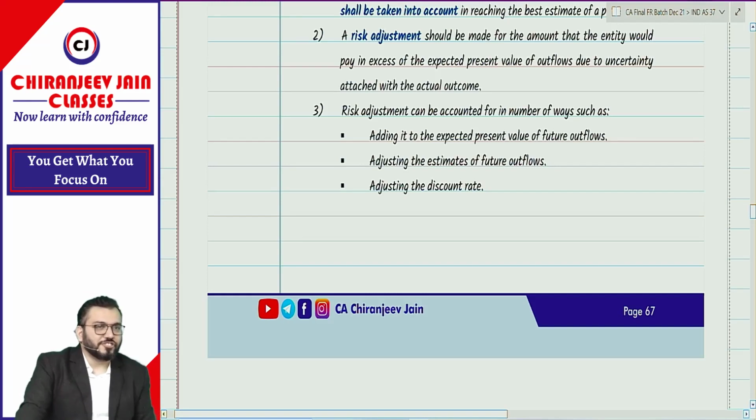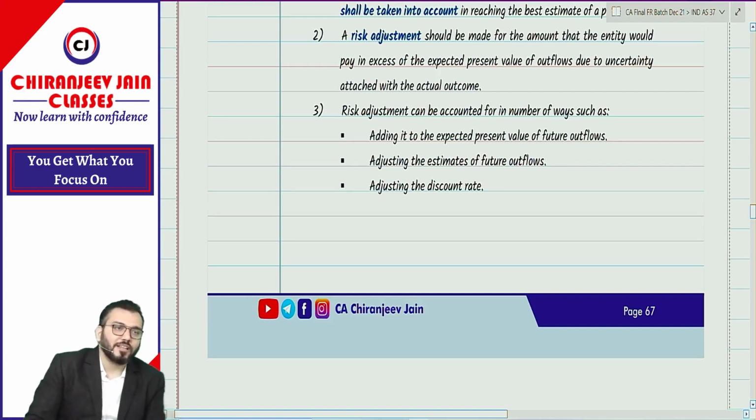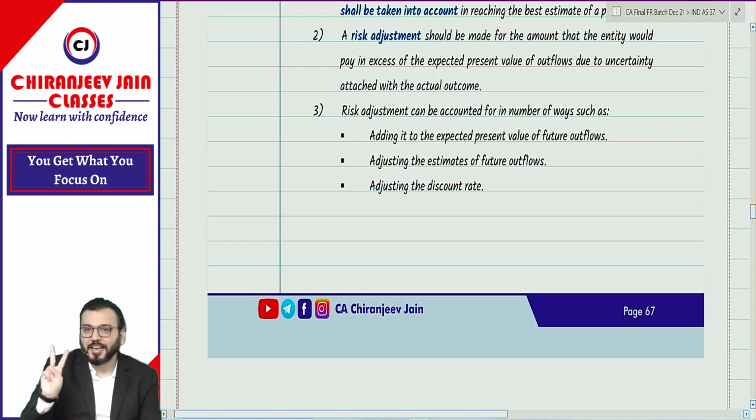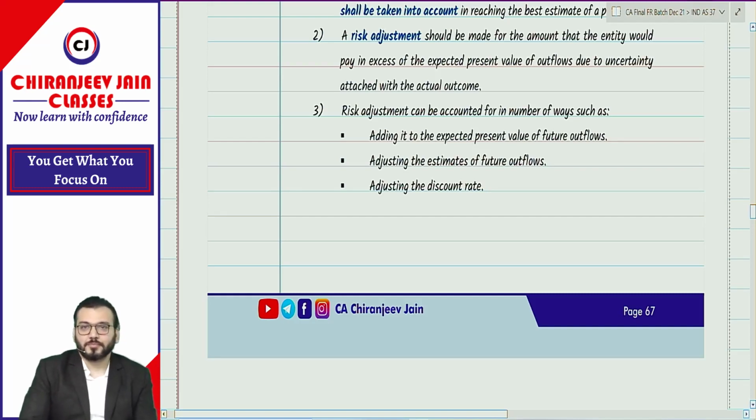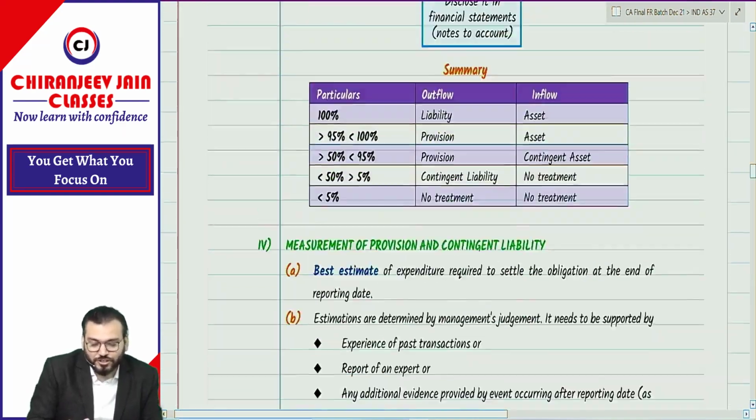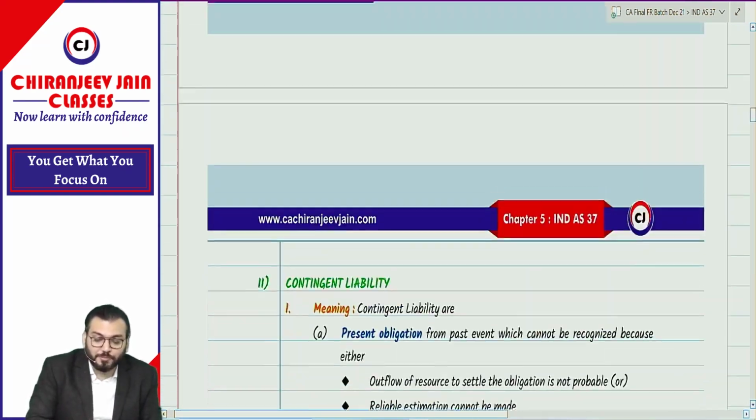Can I ask some questions? The first question is what is the difference between provision and contingent liability? The second question is whether provisions are liabilities. The third question is whether contingent liabilities are liabilities. I am not asking any question related to CA Final. I will ask questions related to Foundation or CA Inter. Can anyone answer the first question?